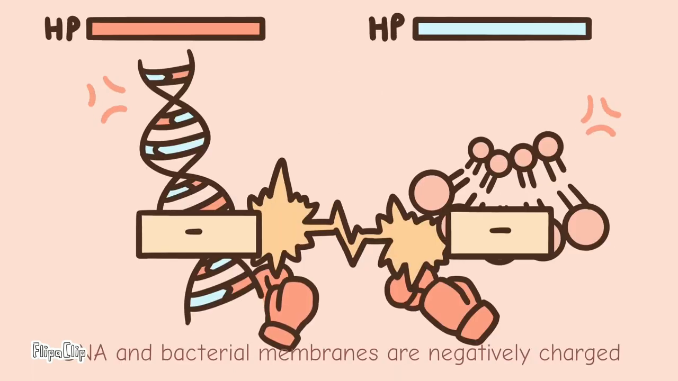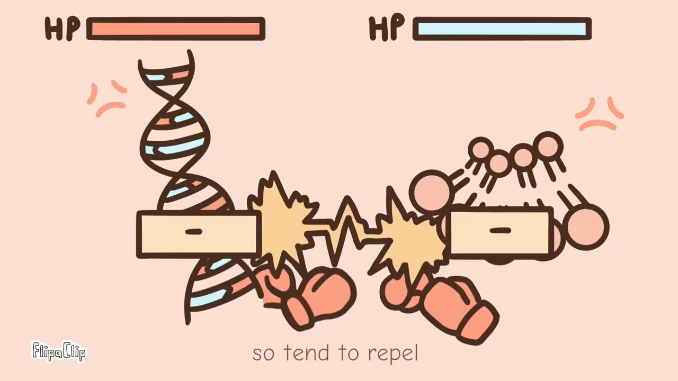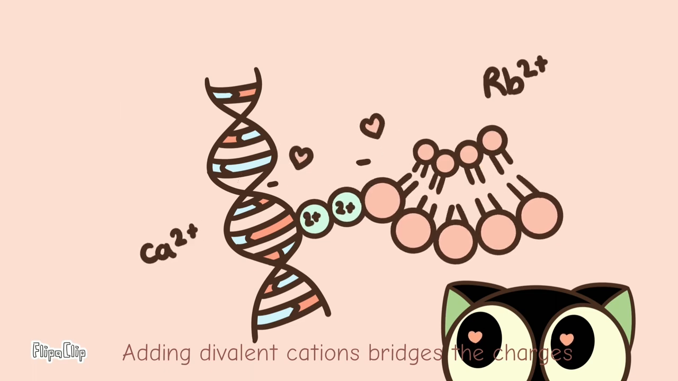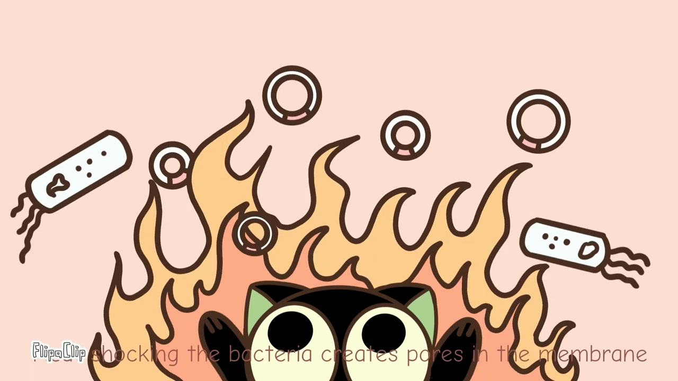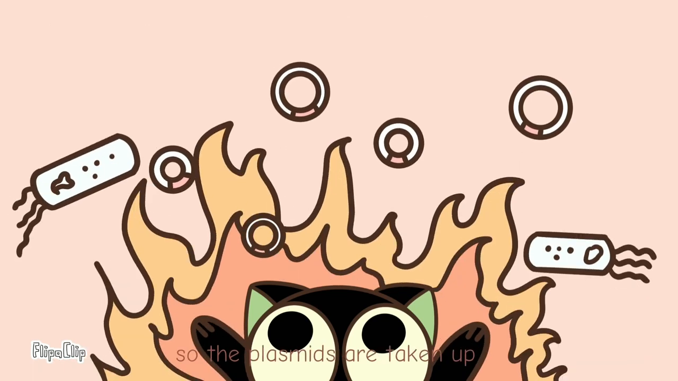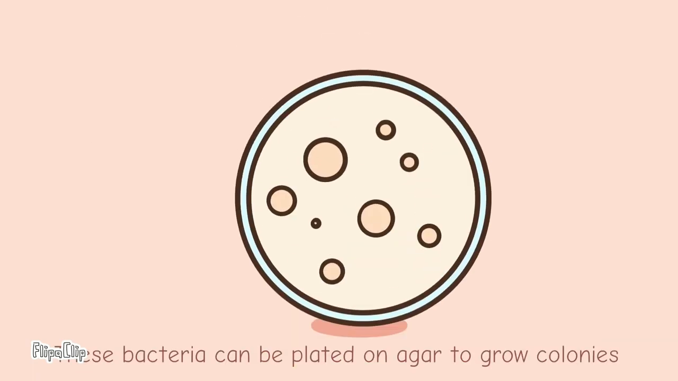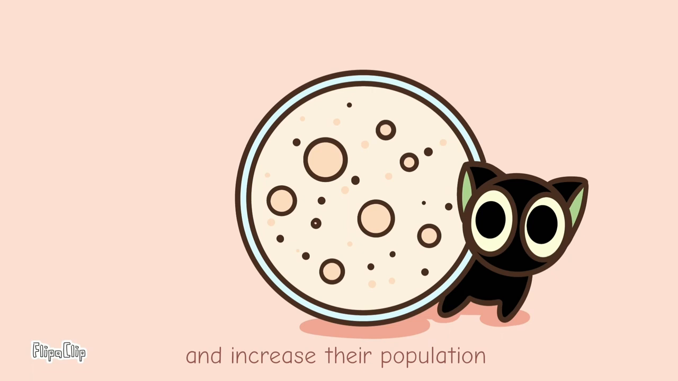DNA and bacterial membranes are negatively charged, so they tend to repel. Adding divalent cations bridges the charges, making the membranes more permeable. Heat shocking the bacteria creates pores in the membranes so the plasmids are taken up. These bacteria can be placed on agar to grow colonies and increase their populations.